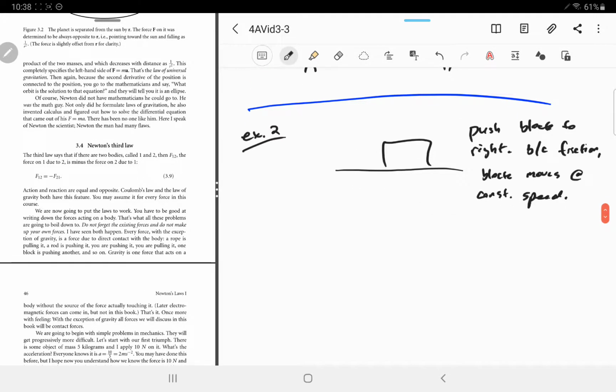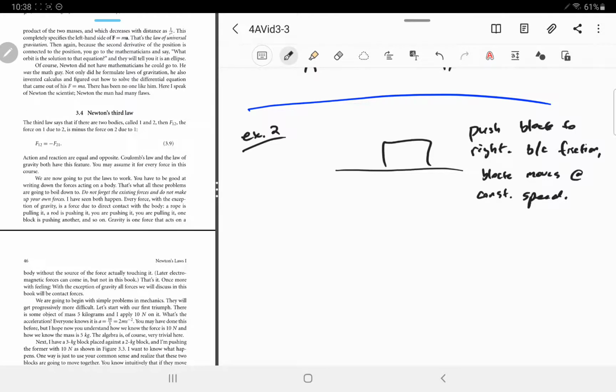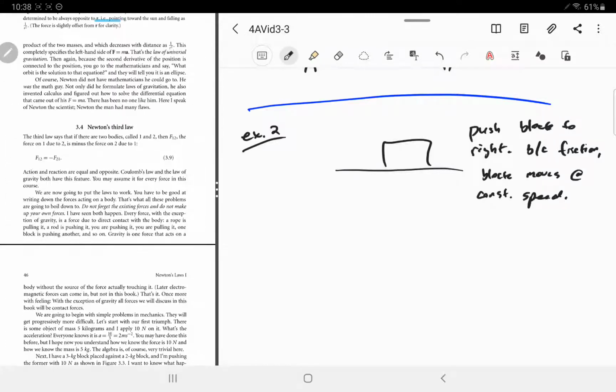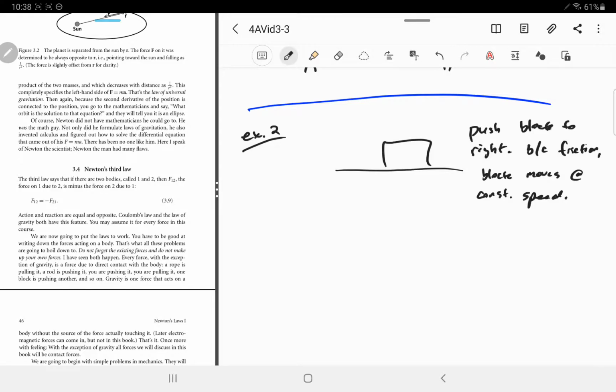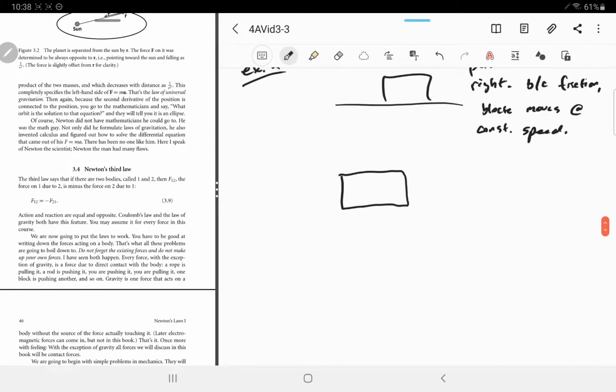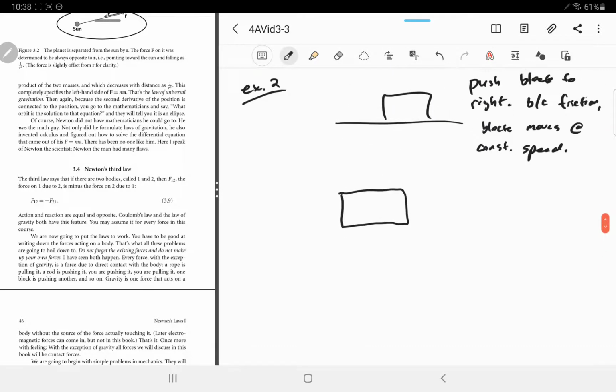Now Shankar mentions, read at the bottom of this page: we are now going to put the laws to work. You have to be good at writing down the forces acting on a body. That's what all these problems are going to boil down to. Which is true. A big part of Newton's laws is being able to draw the free body diagram and get the forces right. If you're having trouble with these problems, that's probably the source. So let's make sure we can draw a free body diagram of the block first, and then we'll be a little more careful and talk about all the forces acting on the block.